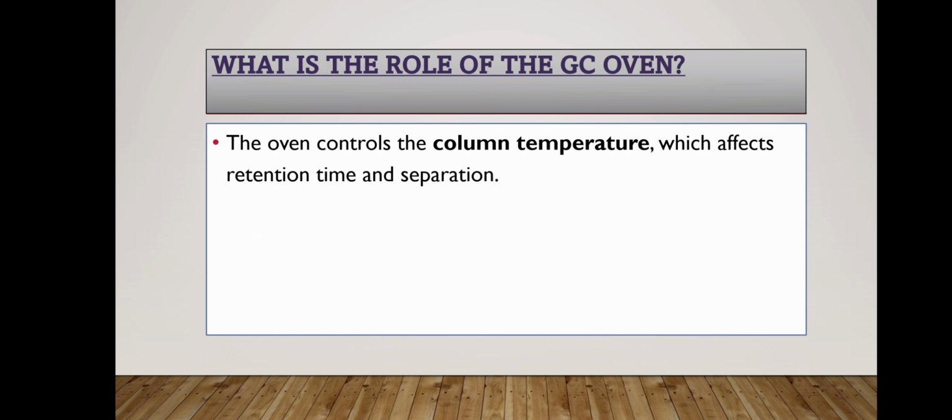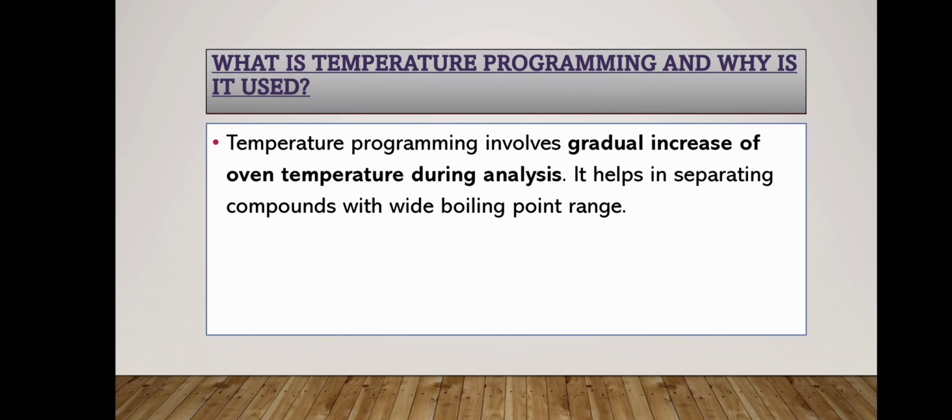What is the role of the GC oven? The oven controls the column temperature, which affects retention time and separation. What is temperature programming and why is it used? Temperature programming involves gradual increase of oven temperature during analysis. It helps in separating compounds with a wide boiling point range.